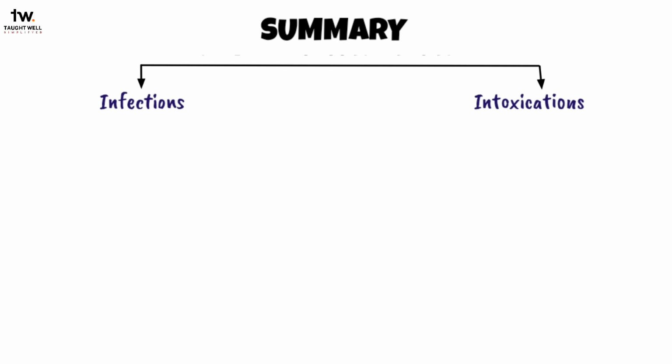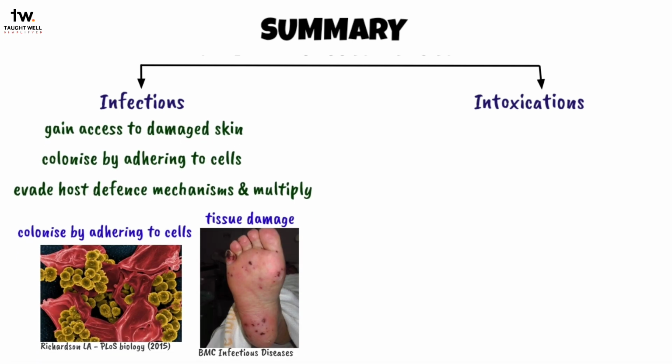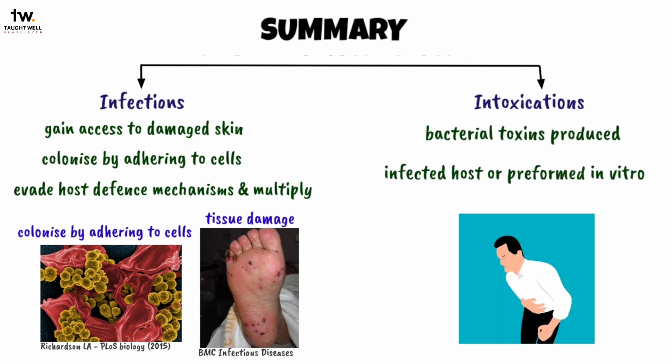Staphylococci produce two types of diseases, infections and intoxications. In infections, the cocci gain access to damaged skin, mucosa or tissue sites and colonize by adhering to cells or extracellular matrix, evade host defense mechanisms and multiply, causing tissue damage. In intoxications, the disease is caused by the bacterial toxins produced either in the infected host or preformed in vitro.